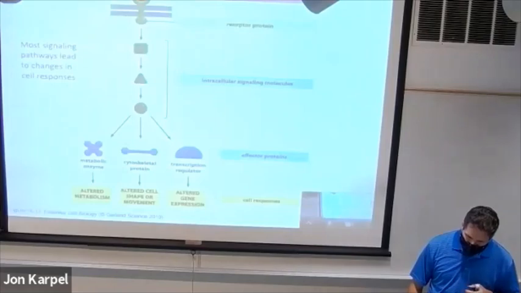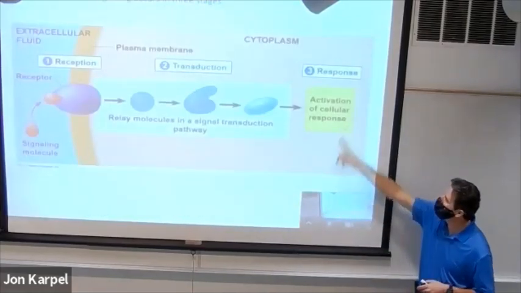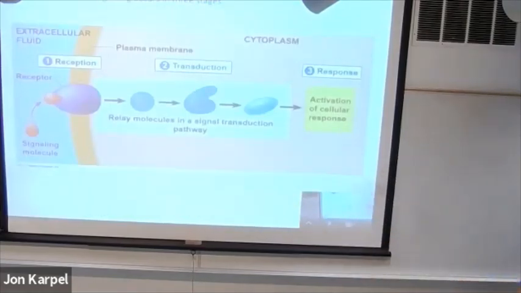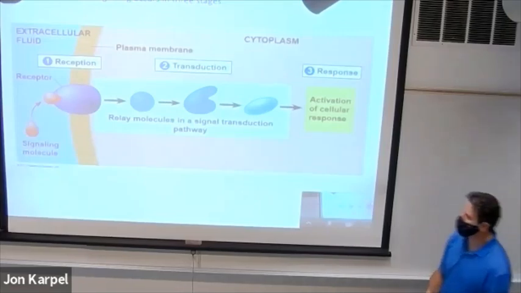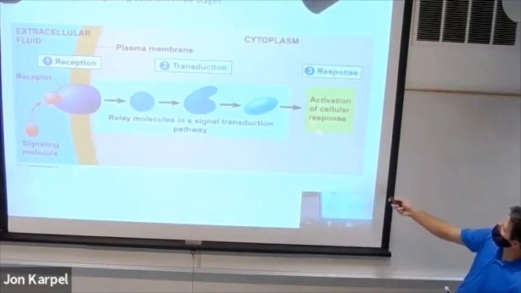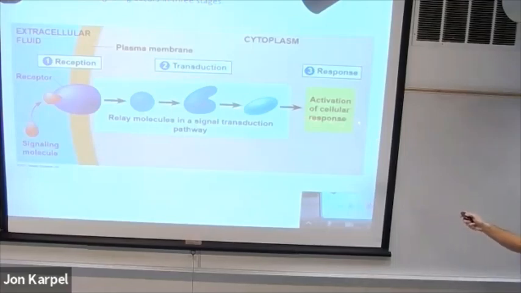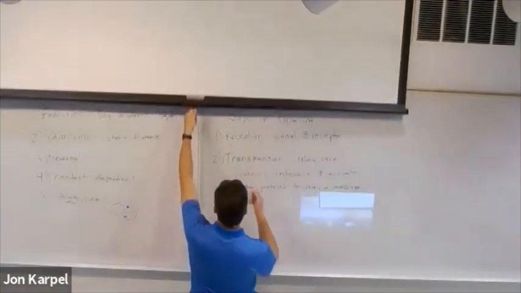Okay. So that's transduction. What do you think the next step is? Response. So obviously, you want the response to be related to whatever the signal was, okay? And that's what we're going to see, is that if you get a signal to divide, then the response from this pathway, from this signal, will be starting all the cell division cycles and starting those proteins doing whatever they're supposed to be doing, okay? So the cell response is going to be related to whatever the signal is.